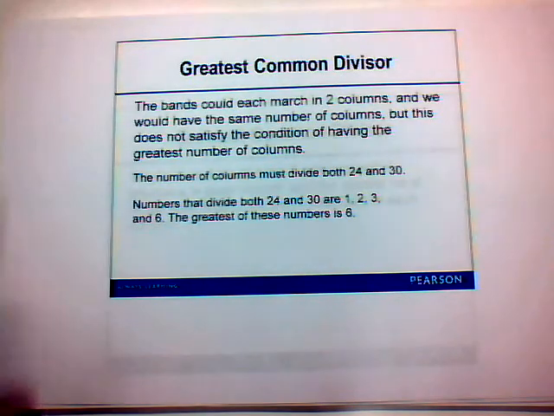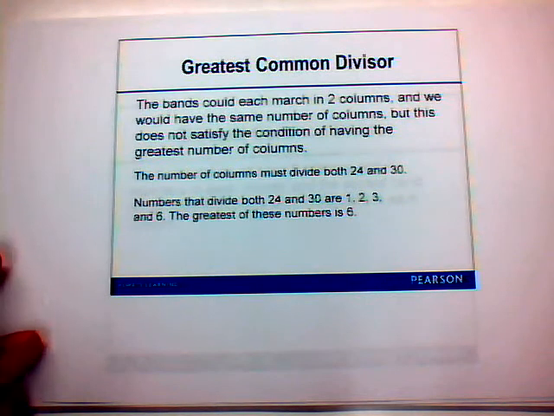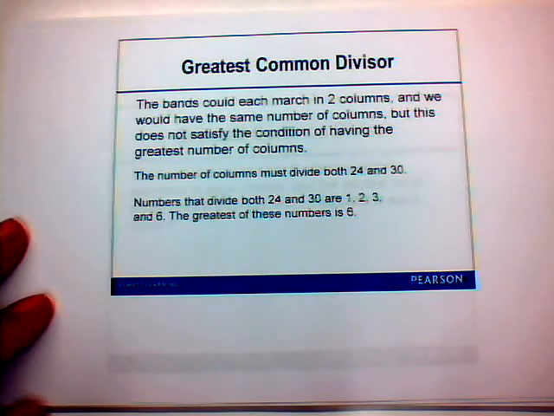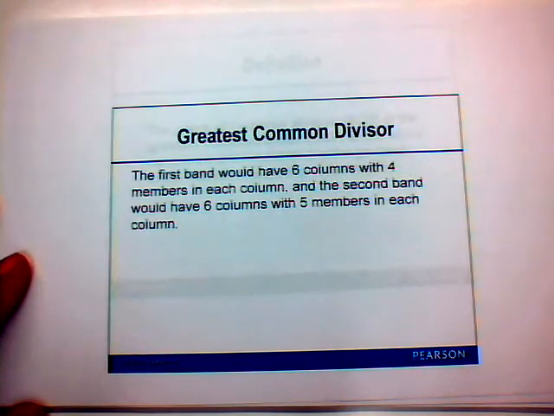Here the bands could each march in 2 columns, and we will have the same number of columns, but this does not satisfy the condition of having the greatest number of columns. The number of columns must divide both 24 and 30. Now the numbers that divide both 24 and 30 are 1, 2, 3, and 6. So the greatest of these numbers is 6. So the first band would have 6 columns with 4 members in each column, and the second band would have 6 columns with 5 members in each column.